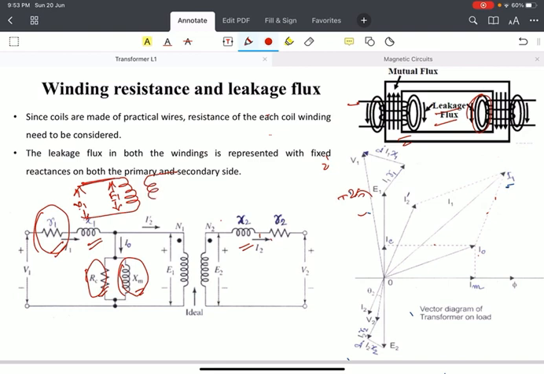Then there will be an induced voltage across the secondary E2, and there will be a terminal voltage across the load, V2. This E2 will also consist of losses, so E2 minus losses will be equal to V2. Therefore, V1 will be greater than E1, which will be equal to E2, which will be greater than V2.